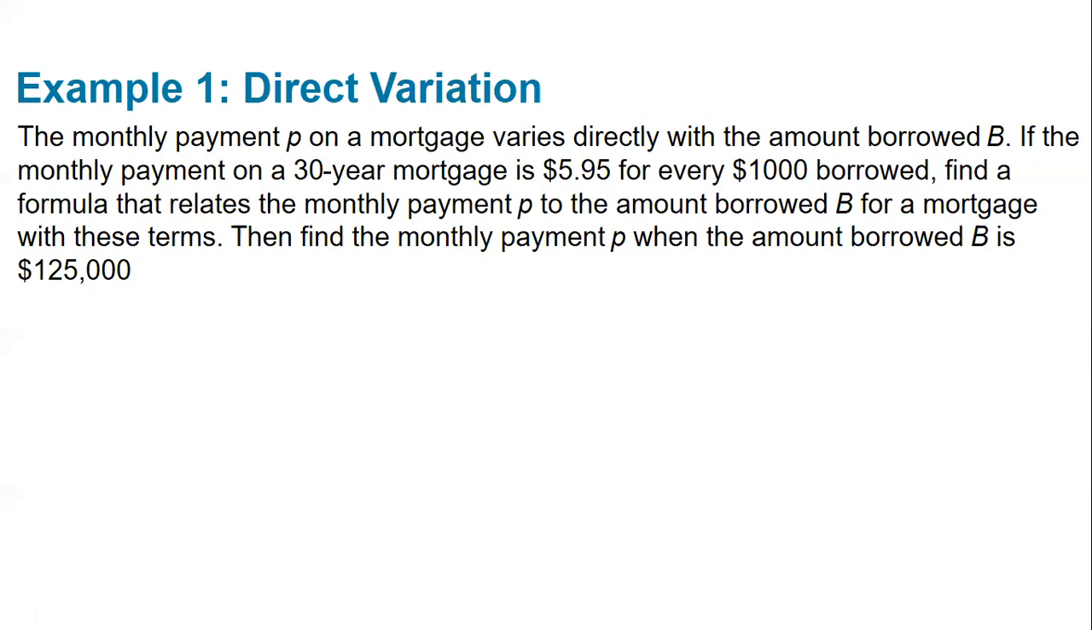Reading from the beginning, the monthly payment P on a mortgage varies directly. That key thing right there lets us know that we are multiplying. Does that make sense? So P varies directly with B. So our equation is P equals k times B.